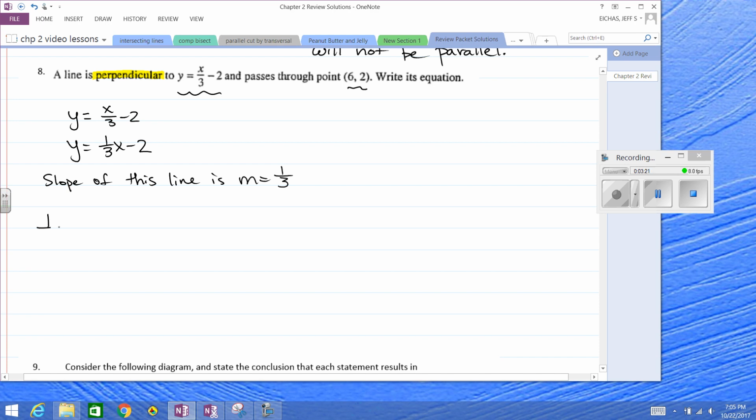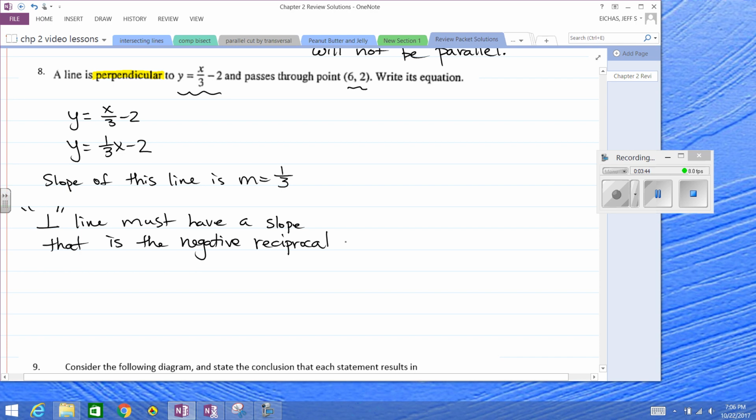Now, a perpendicular line, use that symbol for perpendicular, must have a slope that is the negative reciprocal. So basically you're going to multiply it by a negative and then flip it. So the perpendicular line, m, is going to be negative 3 over 1.